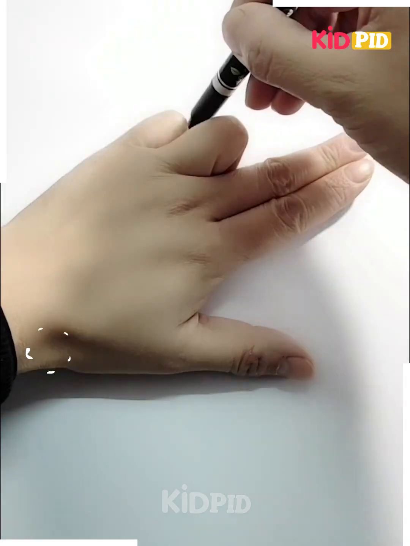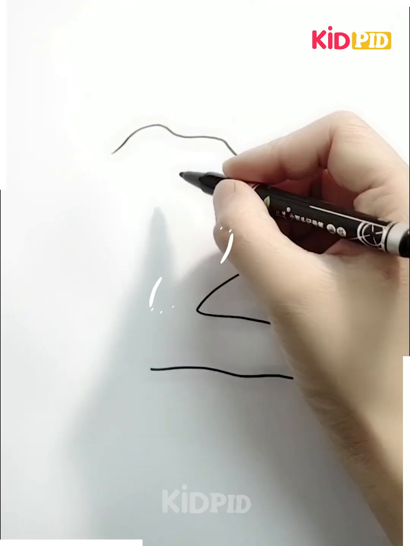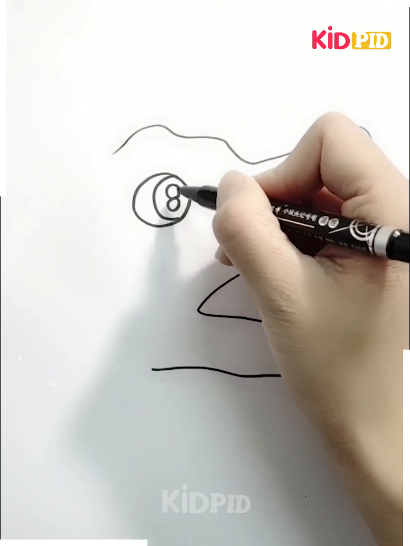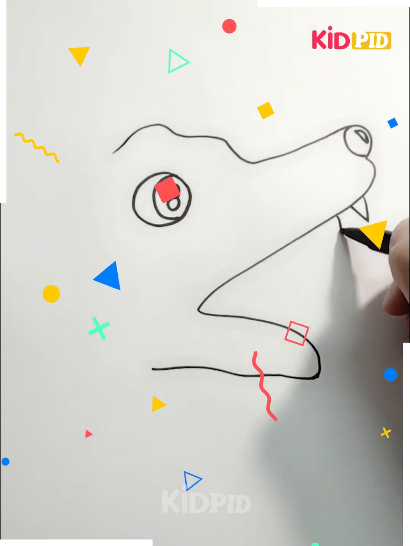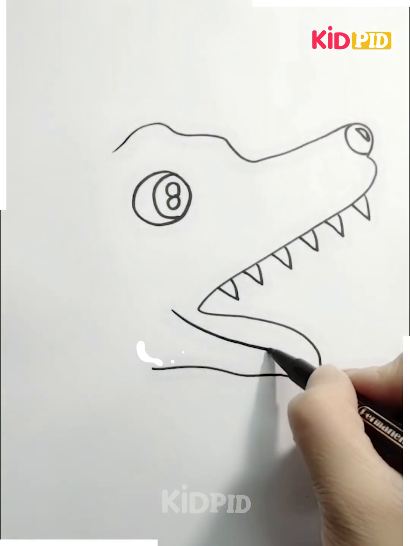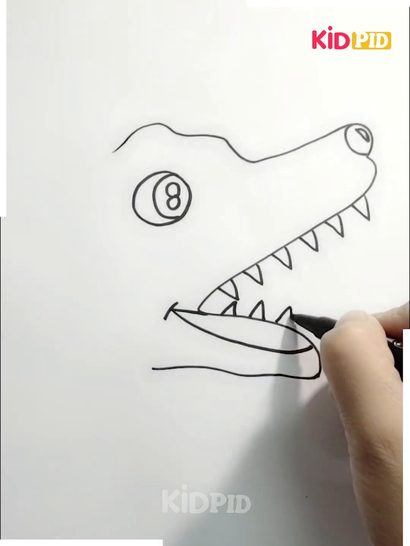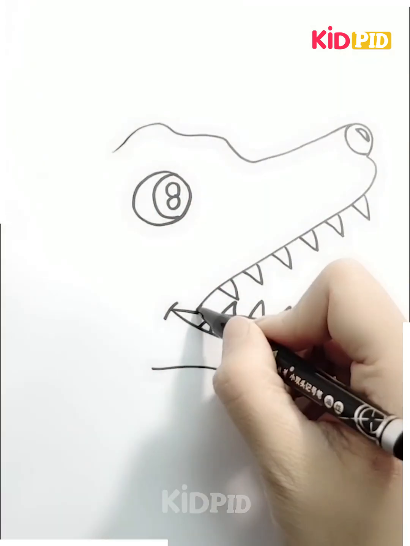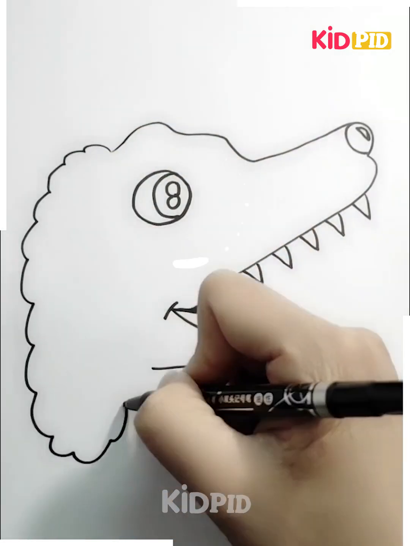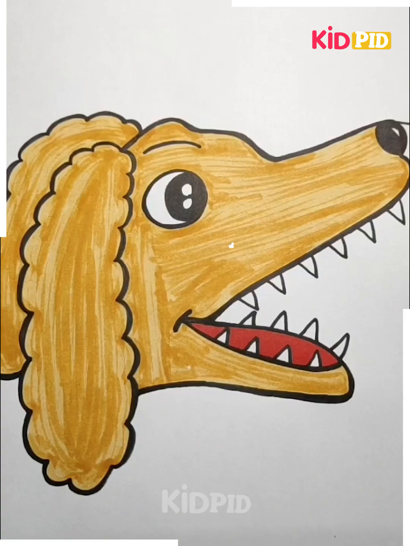Now we draw the picture of a barking dog from the outline of our hand. This dog has got very sharp teeth, so those teeth are being drawn. Then we can draw the ears of this dog and color this.